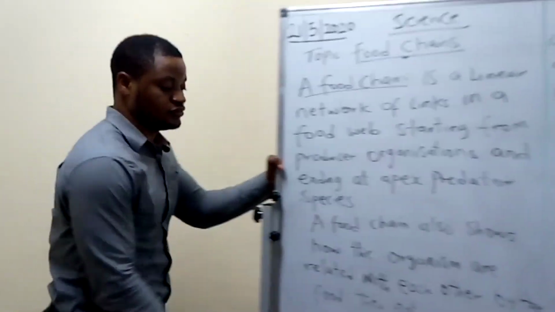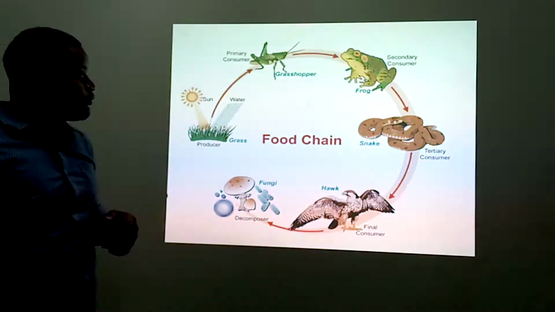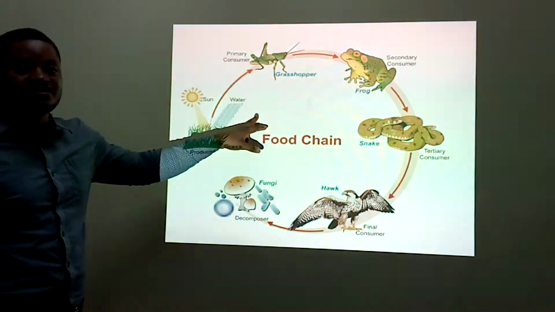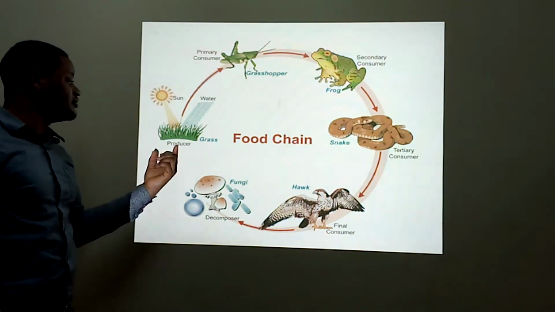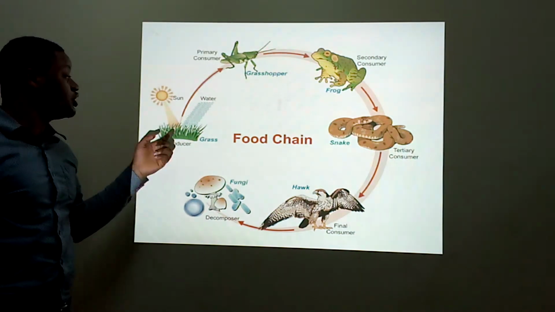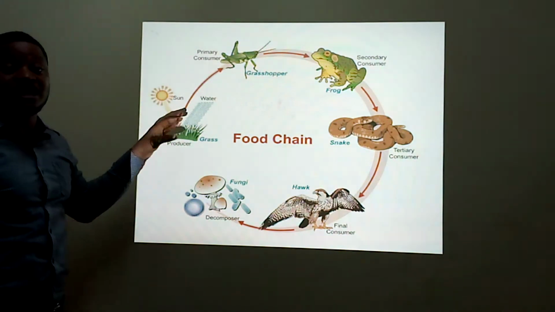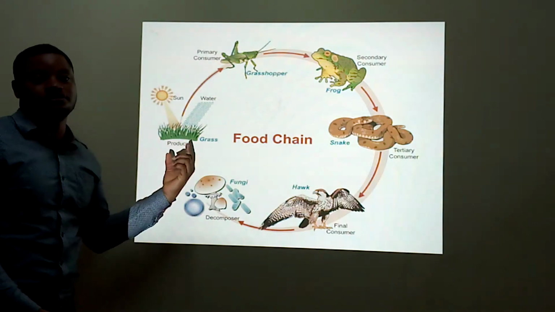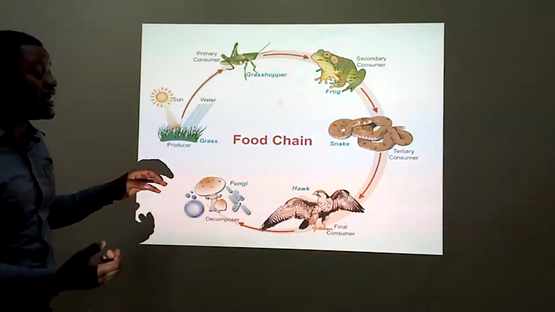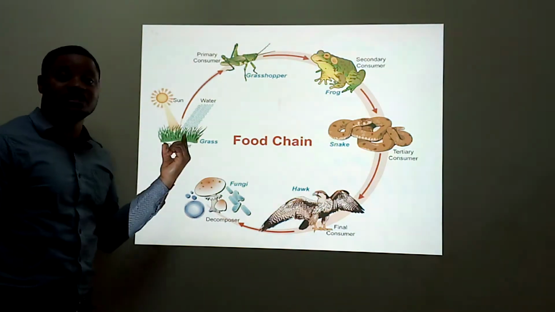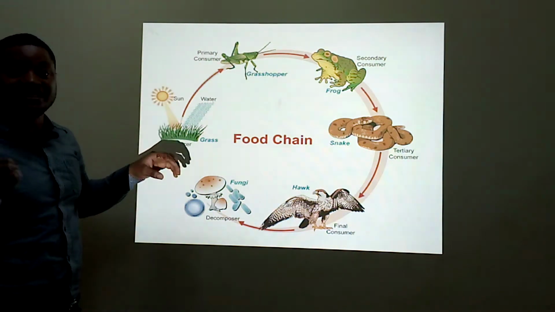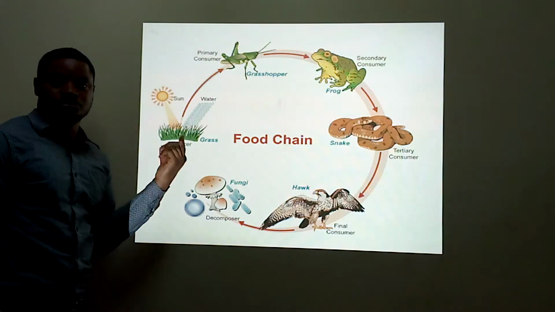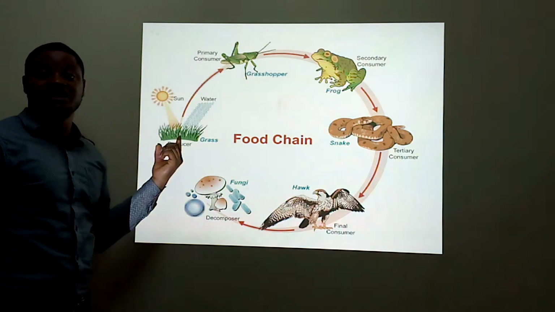The image of food chain. Now, as you can see, this is an image of a food chain. Look at the sun. This is where the plant gains its own food. The plant gets its own food from the sun, as well as water from the soil and carbon dioxide from the air. That is where the plant gets its own energy and its own food.